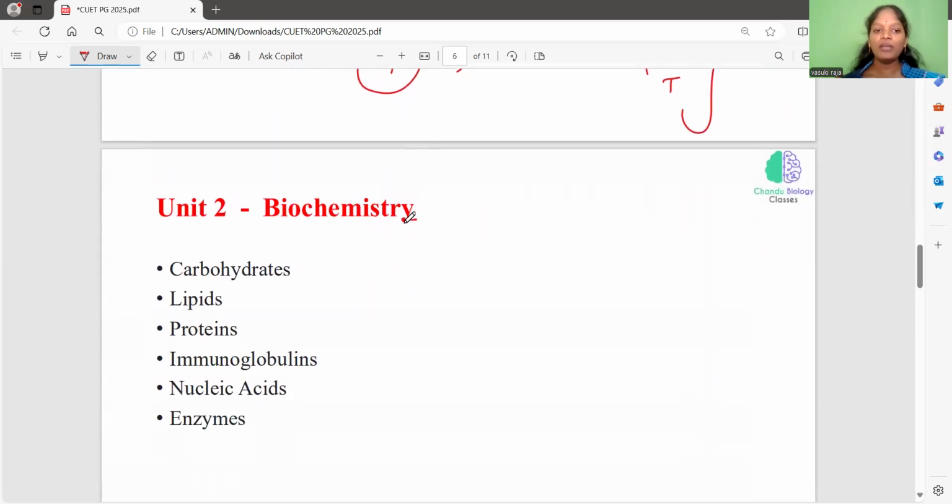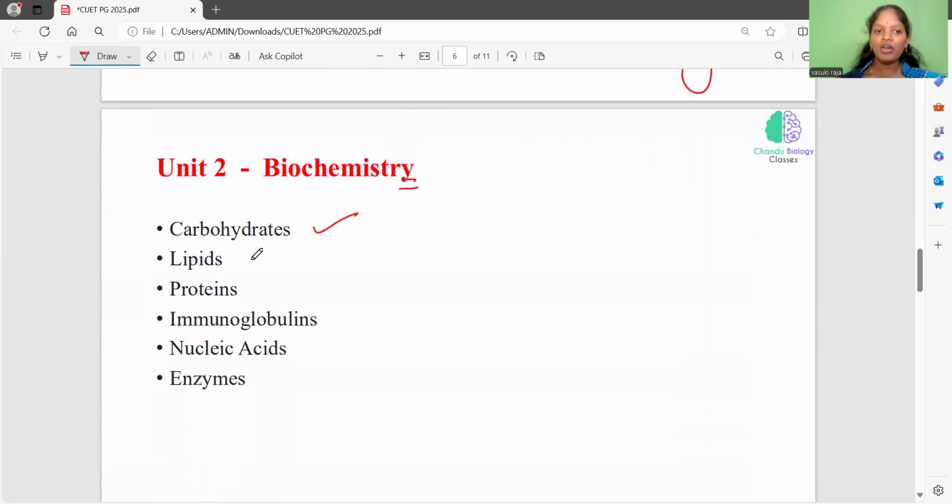And the second unit will be biochemistry. If we study carbohydrates, lipids, proteins, and nucleic acids, the entire biochemistry will be covered. In carbohydrates, we have to focus on carbohydrate chemistry and carbohydrate metabolism. In the same way, for lipids and proteins, we have to cover their metabolism and chemistry. For example, in carbohydrate chemistry, we are supposed to read about what is monosaccharide, what is oligosaccharide, what is polysaccharide, and how polysaccharide is getting hydrolyzed into monosaccharide. So all the structure will be covered under carbohydrate chemistry.